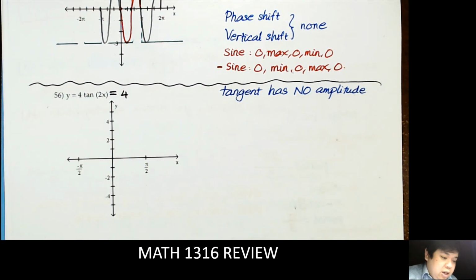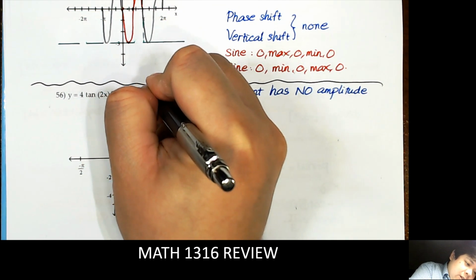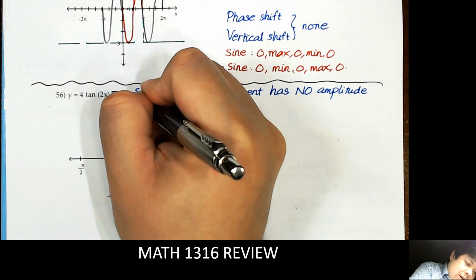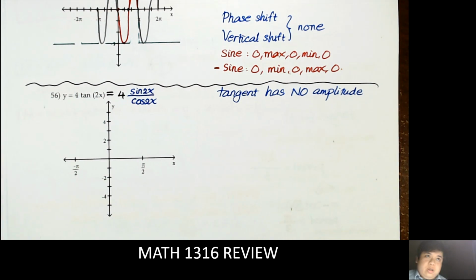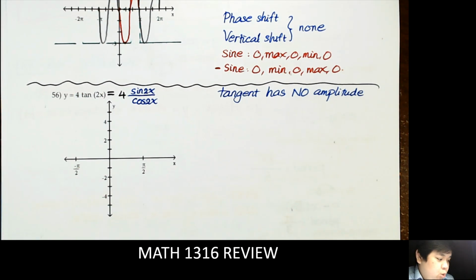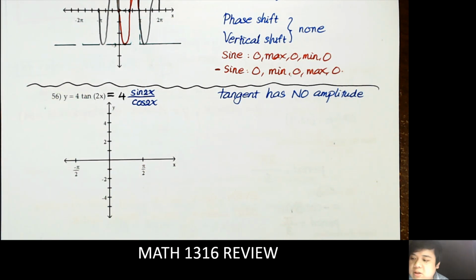The tangent of 2x, I will write this as the sine of 2x over cosine of 2x, because tangent is equal to sine divided by cosine. And to graph the tangent, all we need to do is determine the asymptotes, and then tangent is an increasing function. So that's all we need. So we need the asymptotes, where the cosine is equal to 0.